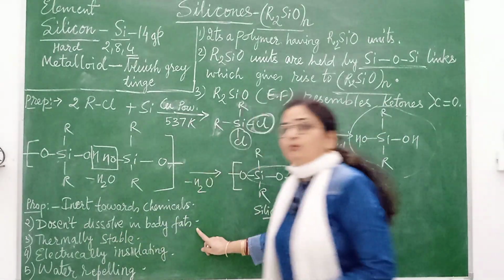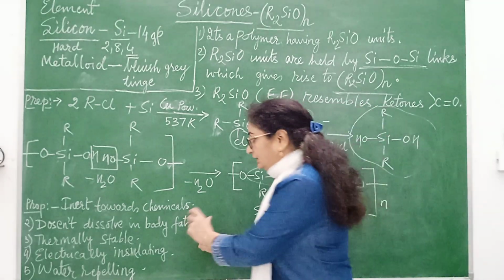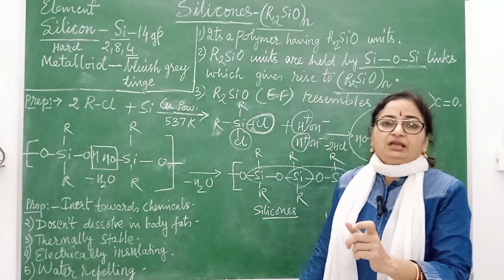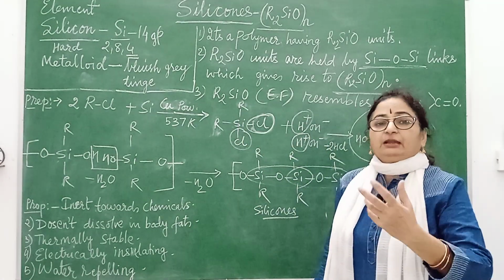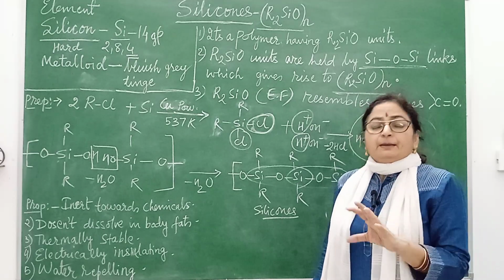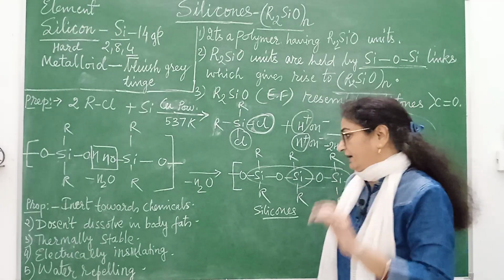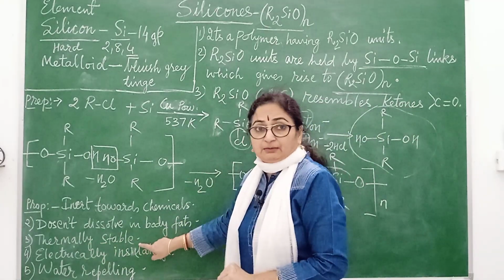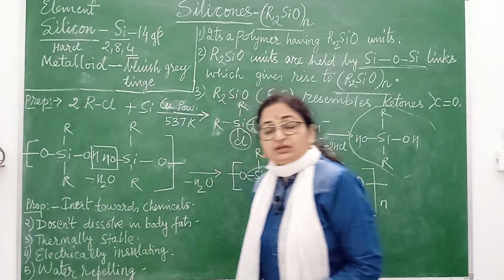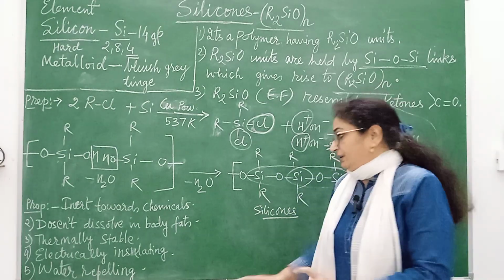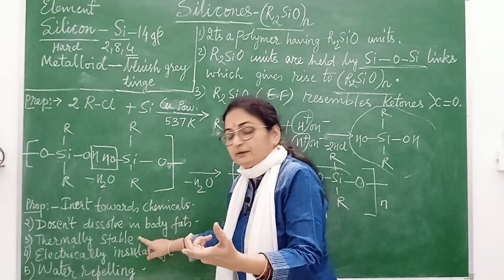Let's see the second point. It doesn't dissolve in body fats. So this property of silicones is used in making artificial body parts which can be implanted within the body because they do not react with body fats. They do not get dissolved in body fats. Now they are thermally stable. So therefore they are used in cooking utensils also because they can resist high temperature.